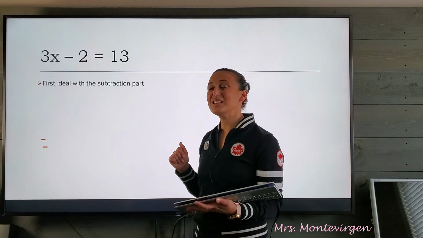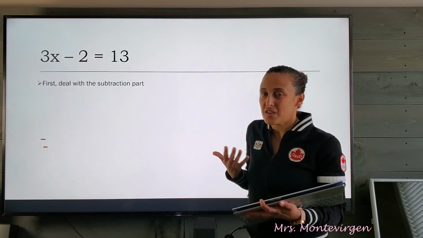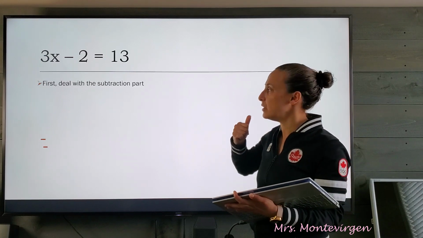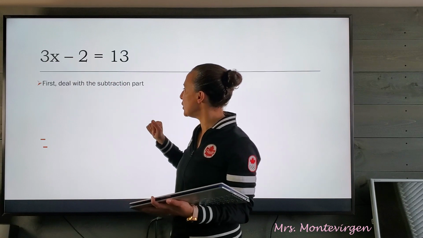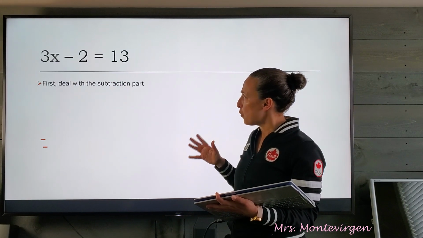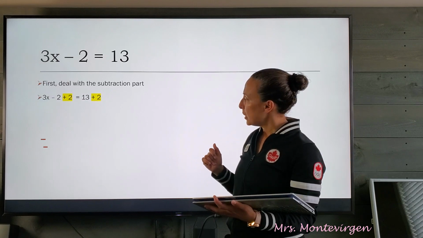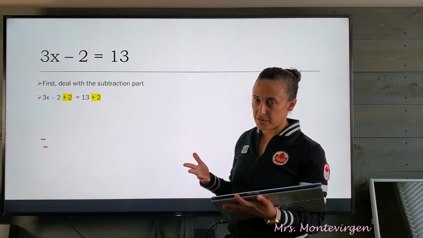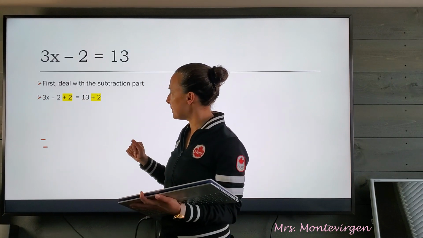Okay, here's the last example that I'm going to be doing with you. You'll see as you get into it, the process is very, very simple, okay? It's nothing that you don't already know how to do. So 3x take away 2 equals 13. We're first going to deal with the subtraction portion of it. So you'll know that the opposite of subtract 2 is adding 2, and that's what I have here.